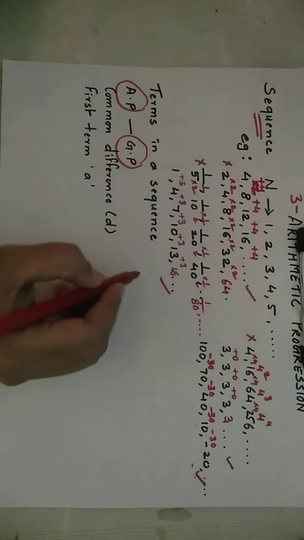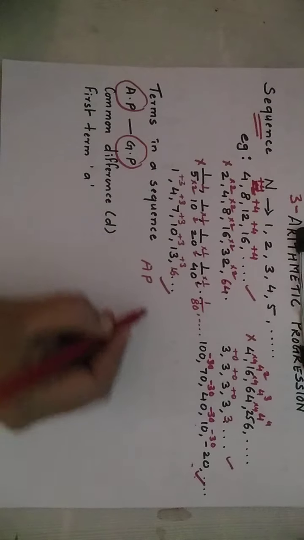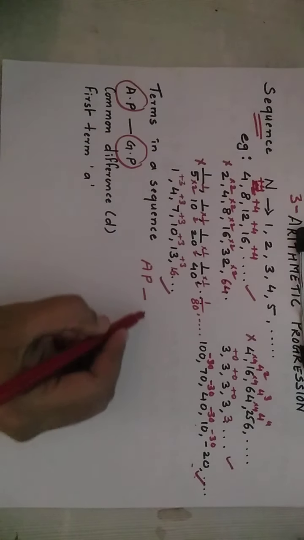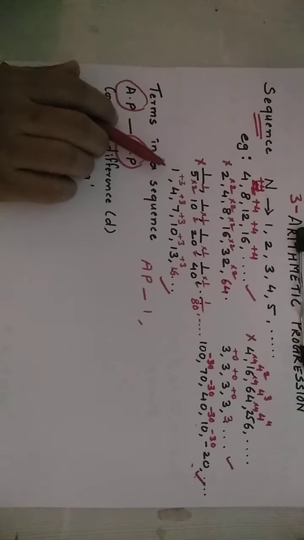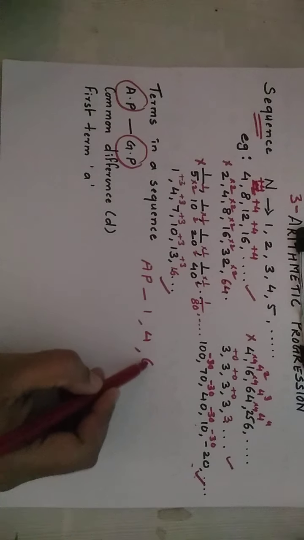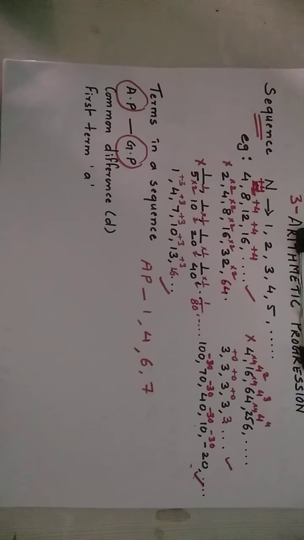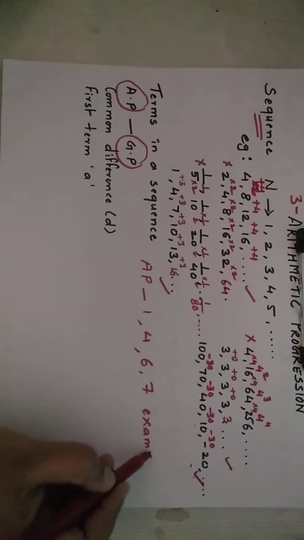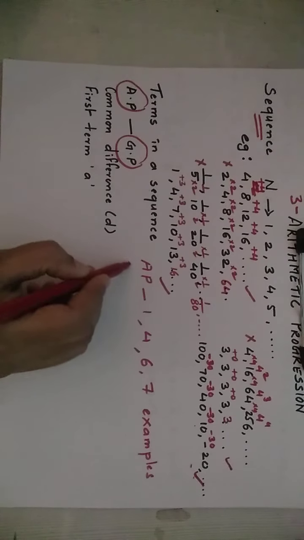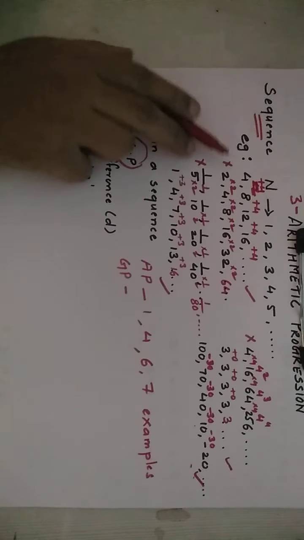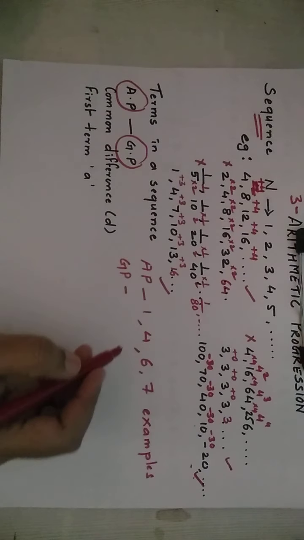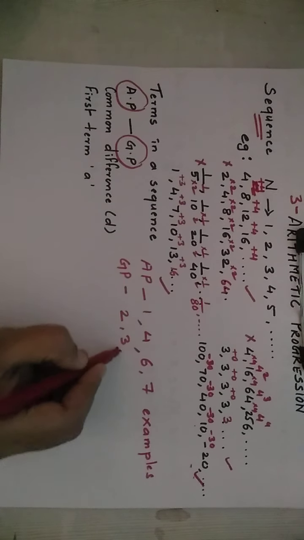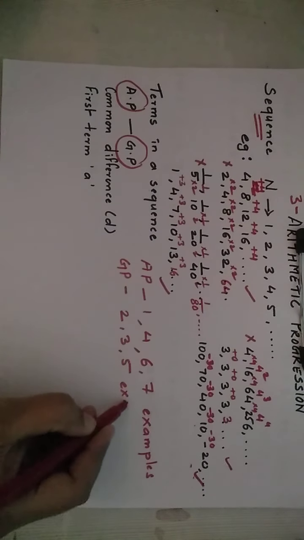So here, arithmetic progression, we have example number 1, example number 4, example number 6, and example number 7. These all are arithmetic progression examples. Whereas for geometric progression, we have example number 2, example number 3, and example number 5.